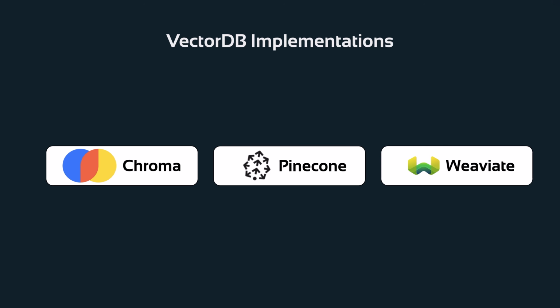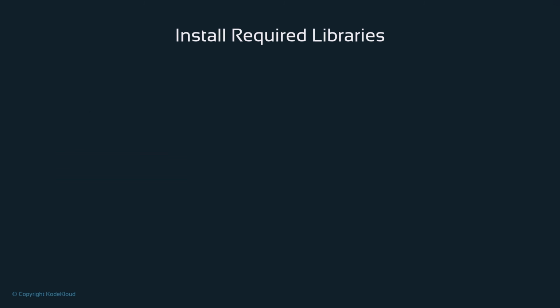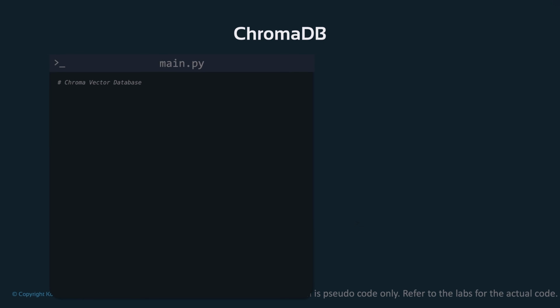There are other great options too. Weaviate with its GraphQL API is another example. But for learning, I recommend starting with Chroma. So the best approach is to start with Chroma for learning and experimentation, and then move up to Pinecone or similar services for production use cases. So first, we install the required libraries, such as the Chroma database. Then we import the ChromaDB library.